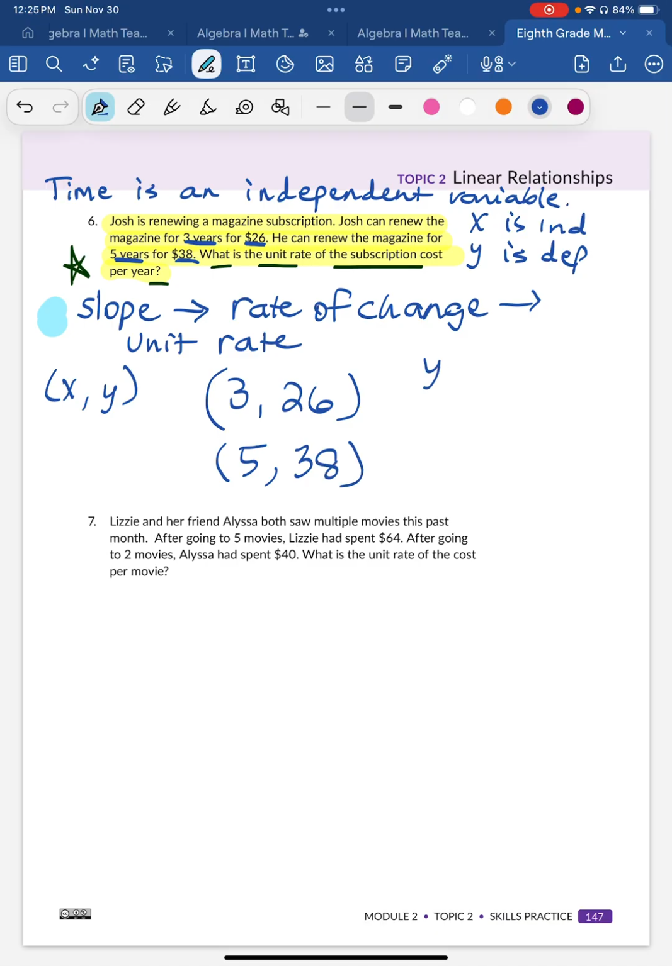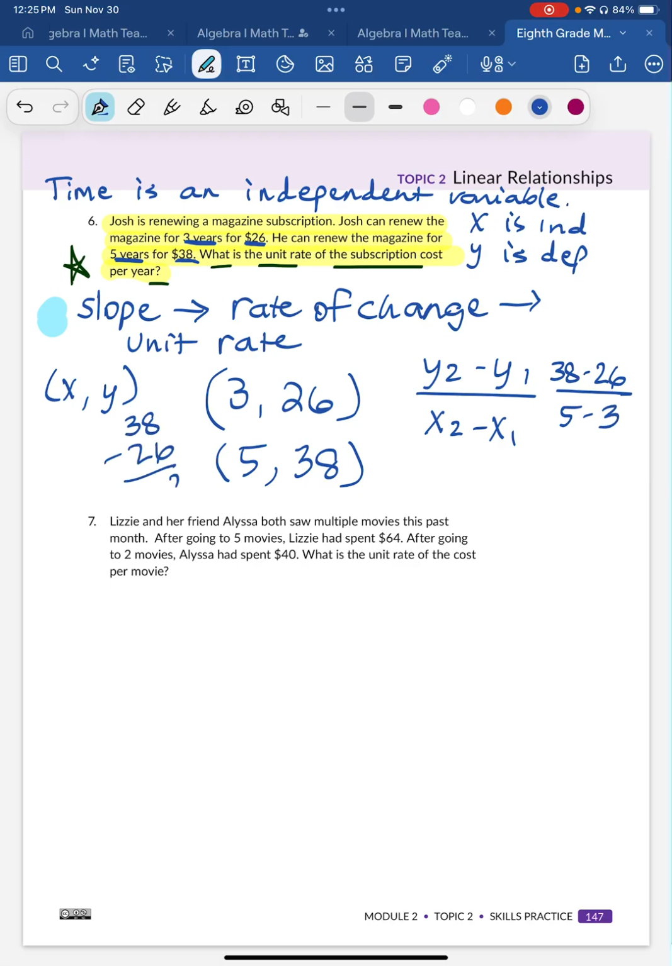So let's just do our formula. Y2 minus Y1 over X2 minus X1. 38 minus 26 over 5 minus 3. So 38 minus 26 is going to give me 12. 5 minus 3 is going to give me 2. And those divide to give me 6. Okay, that's all you have to do. It just says, what is the unit rate of the subscription cost per year? So it'll be $6 per year.